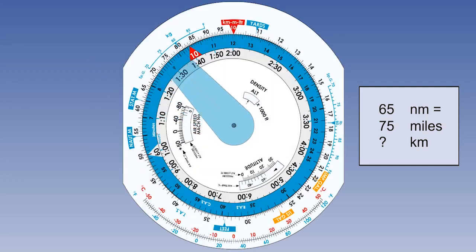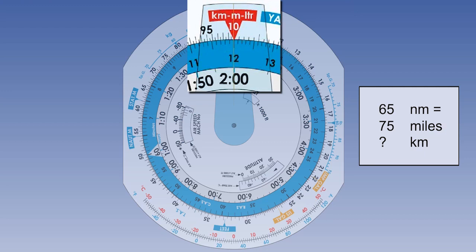Leaving the inner and outer scales in the same relative position, move the cursor over the red km, m, LTR index. Read off 12 under the cursor. Our rough answer led us to expect something near 130, so our answer is 120 kilometers.